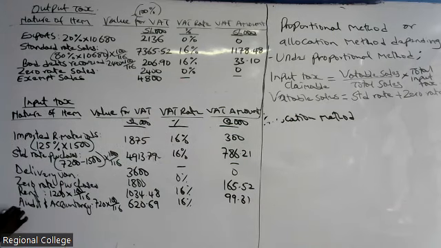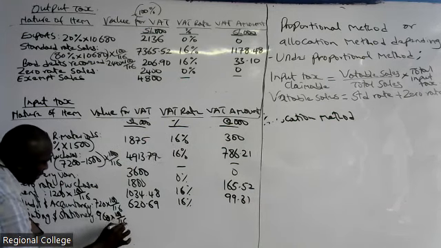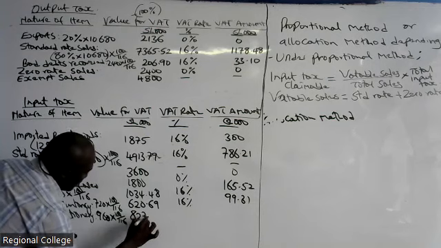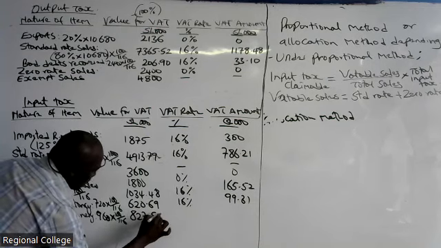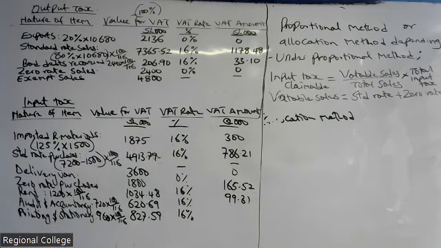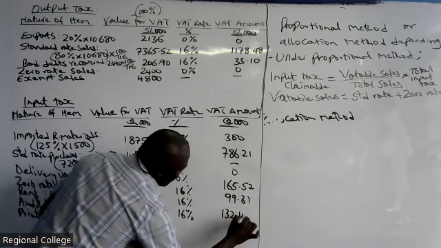printing and stationery. That is 960. 100 over 116. 827. 59. 16%. 132. 241.